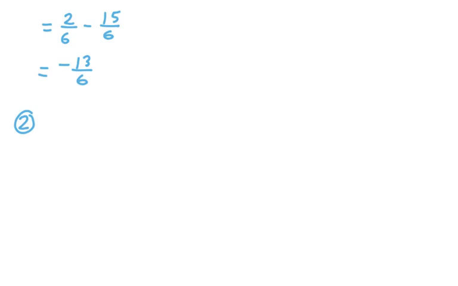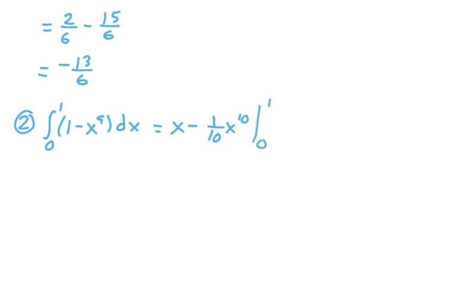Problem 2, we have the integral from 0 to 1 of 1 minus x to the 9th dx. So this is x minus 1/10 x to the 10th, evaluated from 0 to 1. Replace x with 1. We get 1 minus 1/10. Replace x with 0. We get essentially 0.